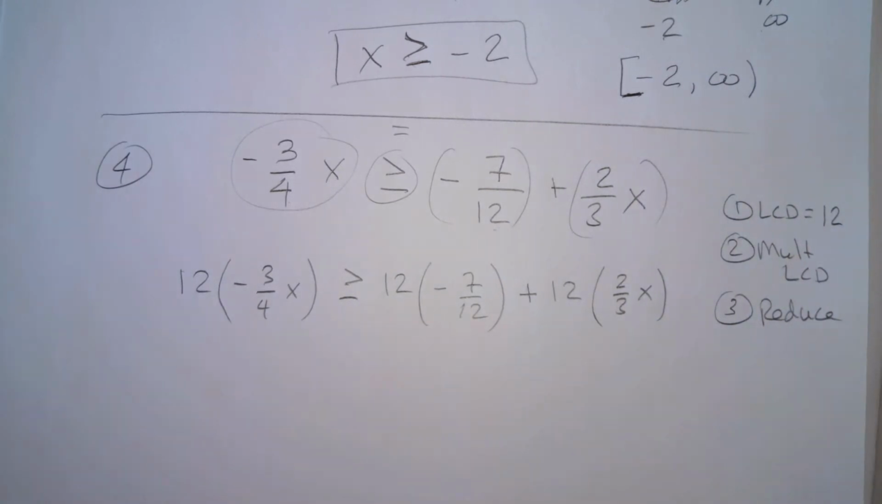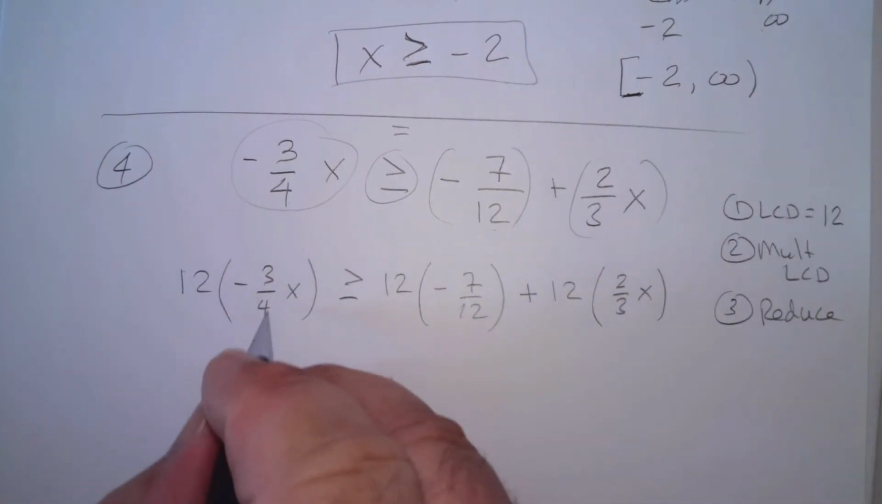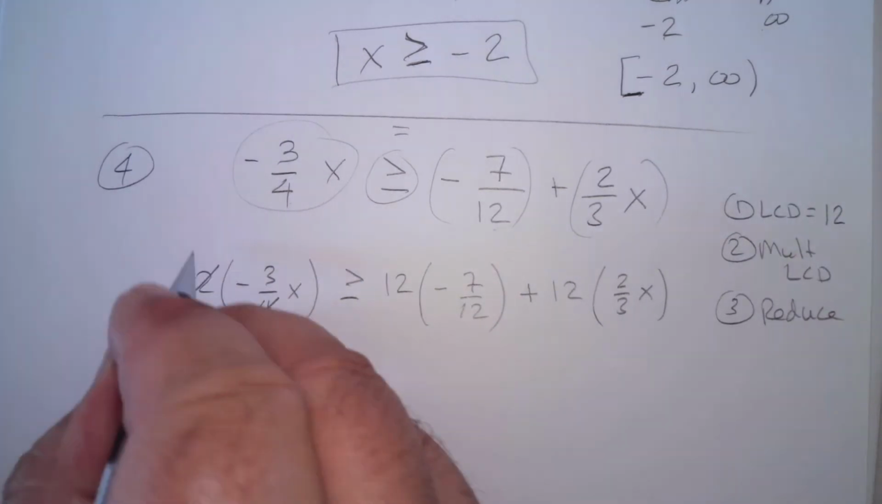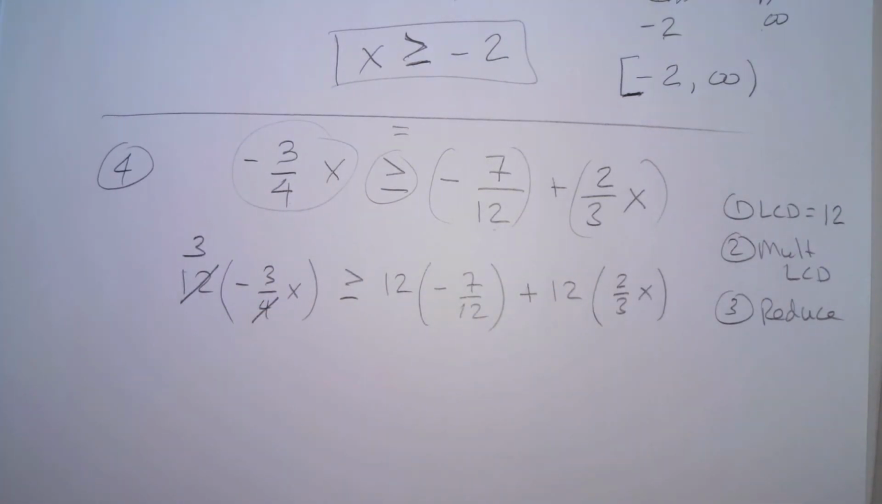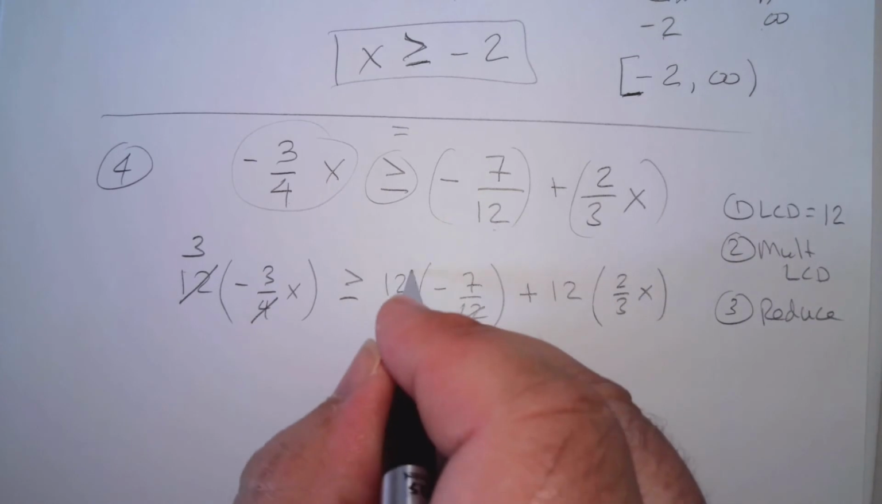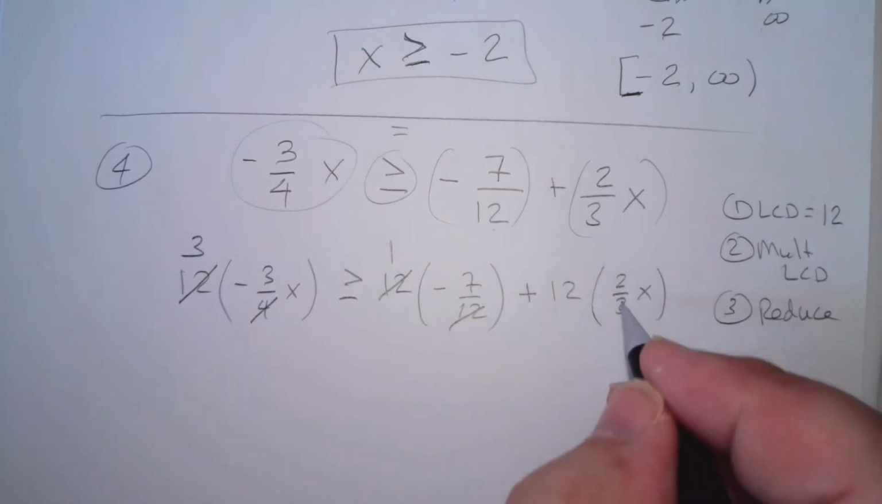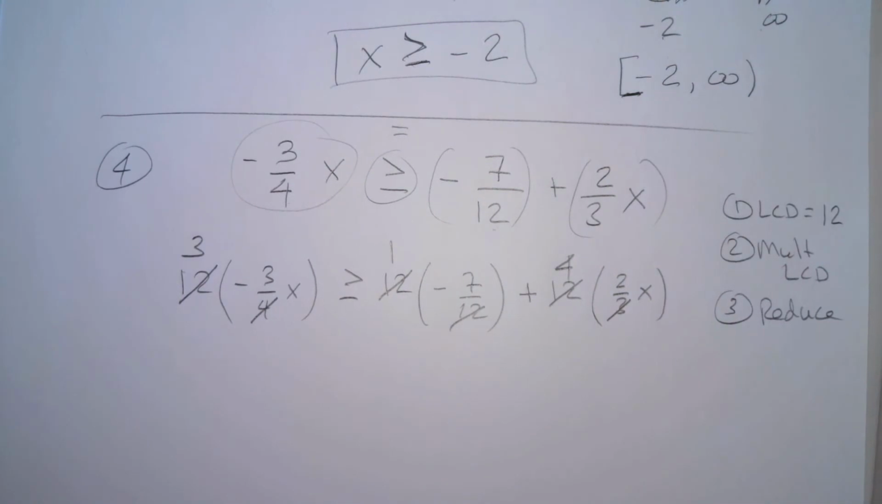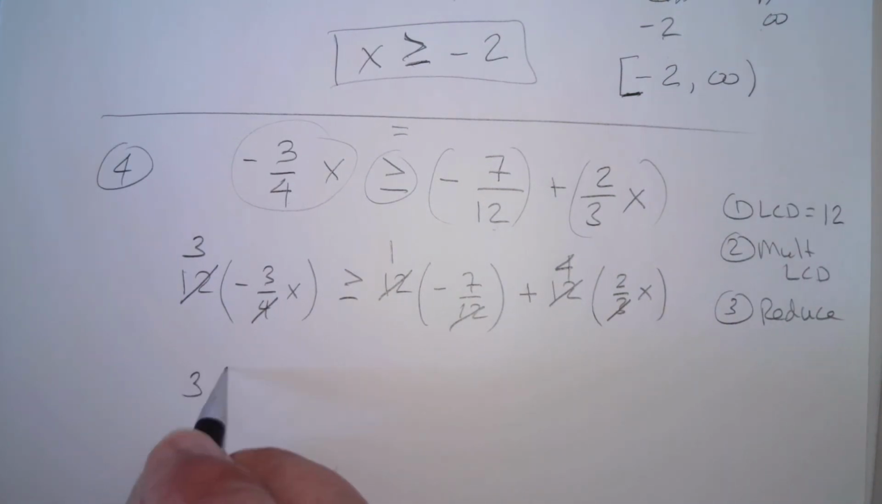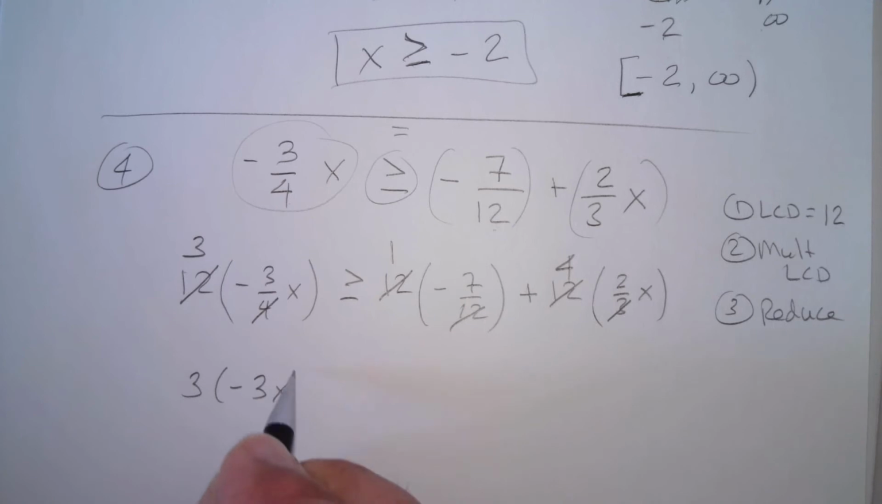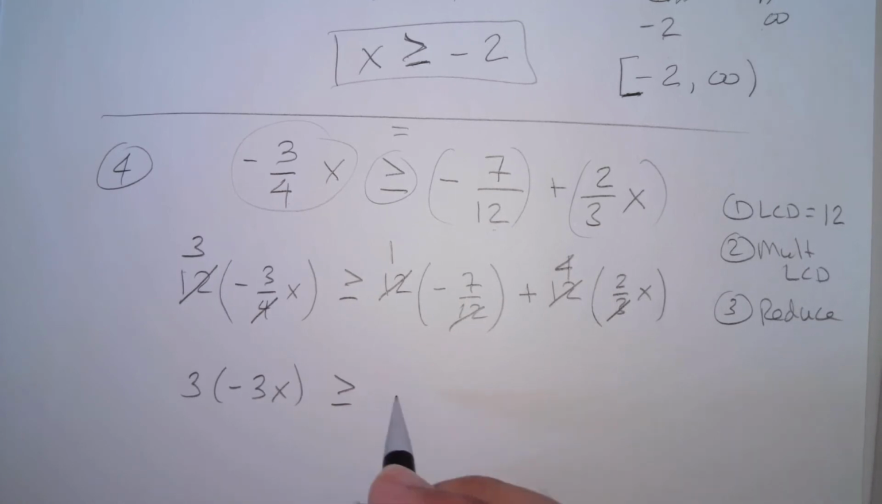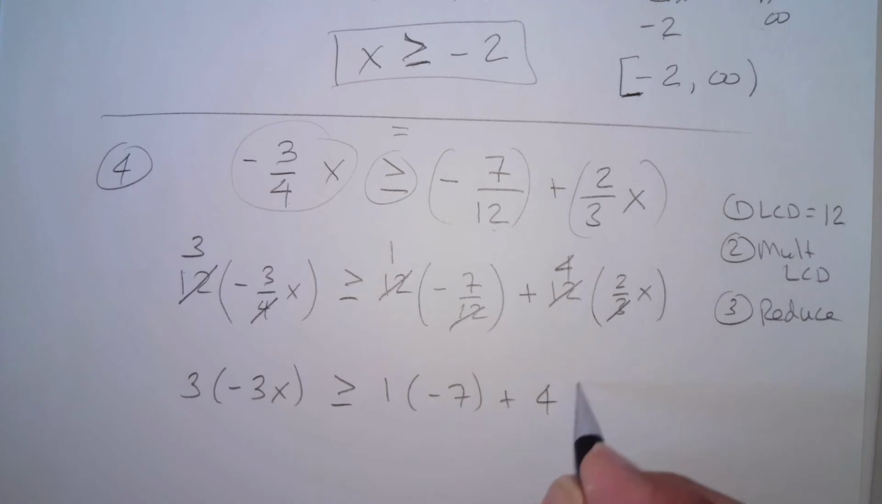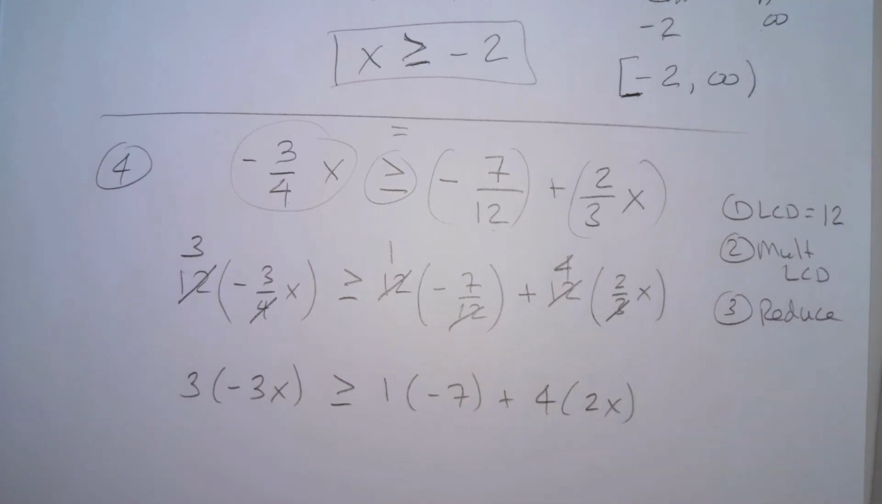Reduce to get rid of the parentheses, the fractions. 4 goes into 12 3 times. 12 goes into 12 once. 3 goes into 12 4 times. This is what we have now. 1 times negative 7, 4 times 2x.